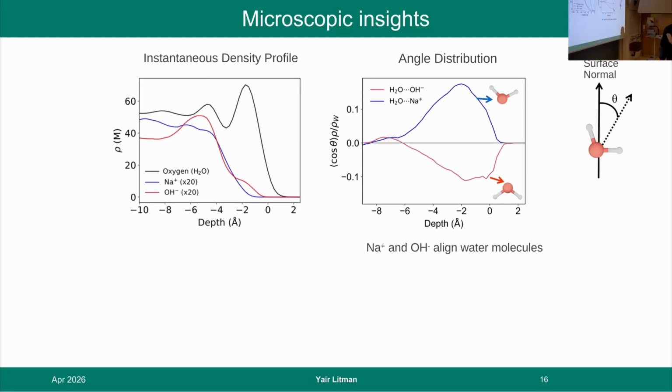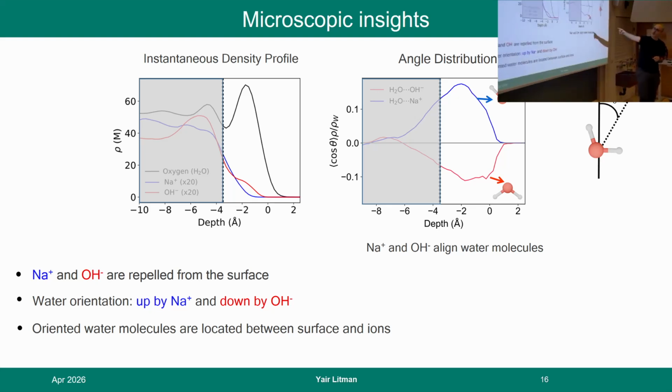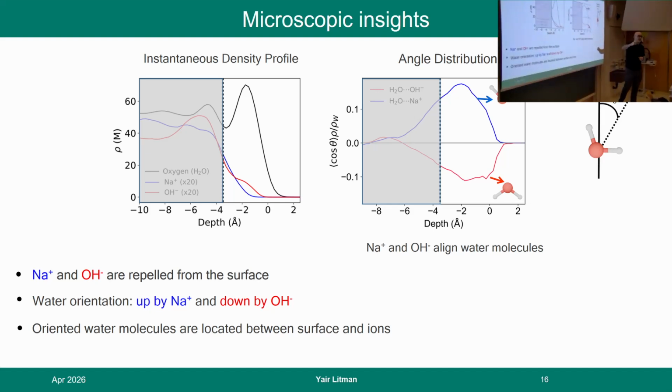But what was also quite interesting is that here they put a gray area to help guide the eye. From 0 to -4 angstroms, on the first monolayer, we have a very tiny amount of ions, but the water in that region is highly oriented. So somehow we have ions in the subsurface that orient the topmost layer of the water.